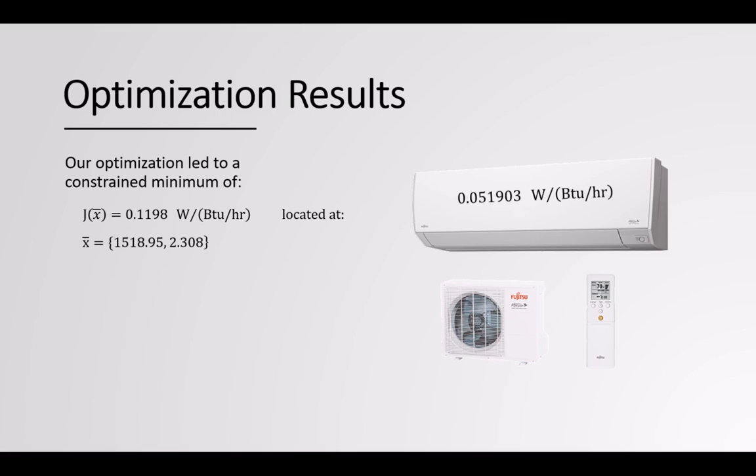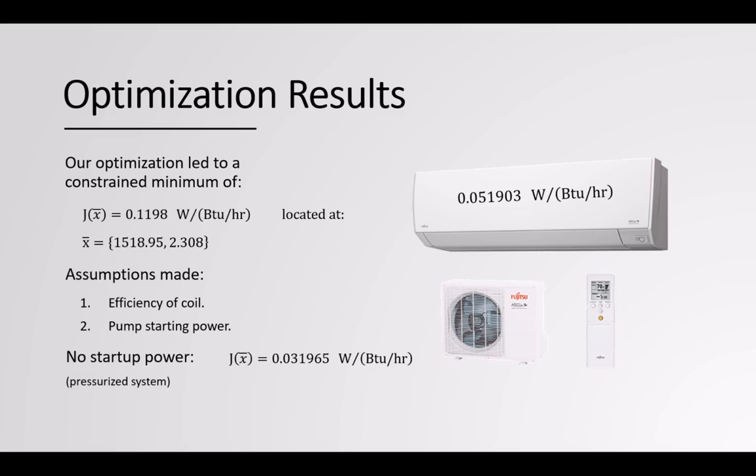Now, it goes without saying that our assumptions did have a significant impact on the economics of our solution. Through our analysis, we made two key assumptions. One, we assumed, in part, the efficiency of the coil. And number two, we assumed the pump starting power requirements. Now, our system is pressurized at 40 psi, and thus the startup cost of the pump would almost be negligible for our house. So if we used the simple model and re-optimized, we would get a solution that is 40% cheaper than the Fujitsu.